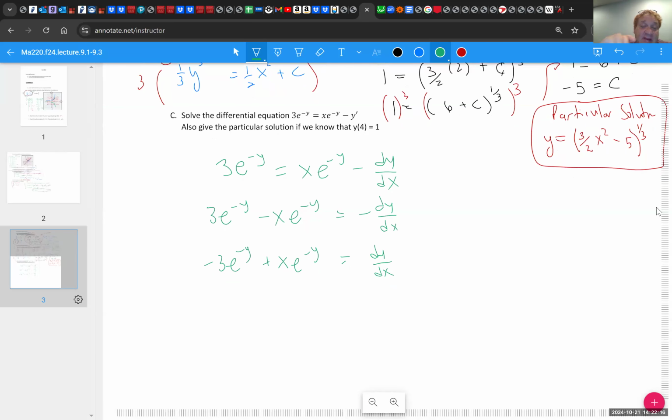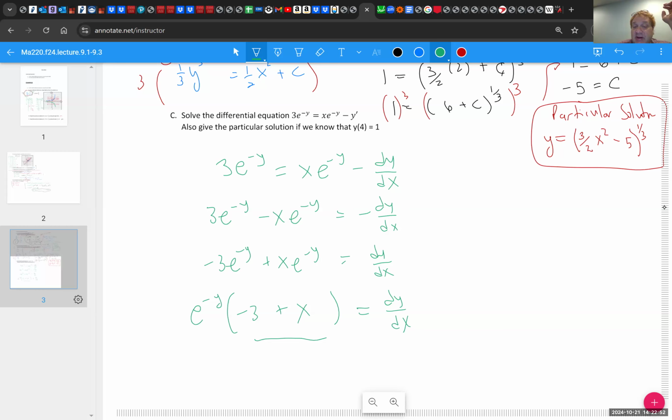Now check this out. On the left-hand side, we have a common factor of e to the negative y. So this is called factoring. We can factor out e to the negative y. And what's left inside, well, if I factor out e to the negative y or divide by e to the negative y, I'm left with a -3. And over here, I'm left with a plus x. And I haven't done anything to the right-hand side, so it's still dy/dx. And lo and behold, I have two things being multiplied. One of them is just in terms of y. That's this guy over here. And the other one is just in terms of x. That's this parentheses here.